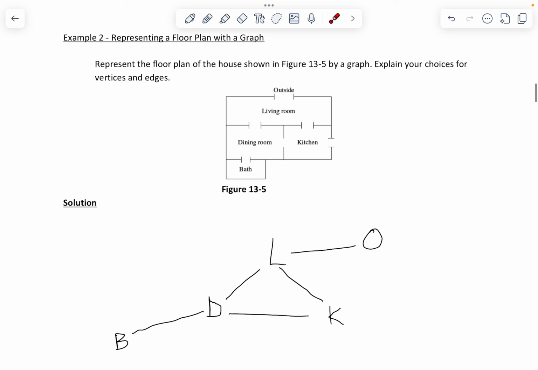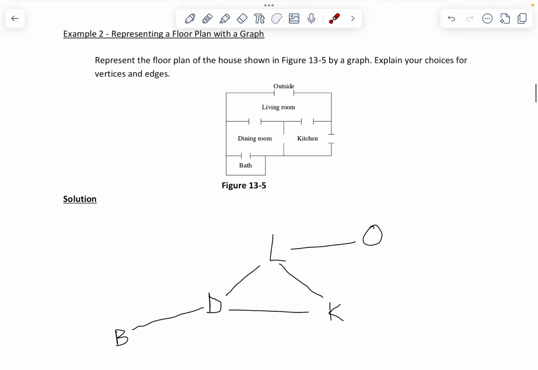Kitchen. Sorry. The kitchen has a doorway to the living room. We already have that one sketched in. The kitchen has a doorway to the dining room, which we have right here, and the kitchen has a doorway to the outside. So we'll sketch that in. And then finally, the bathroom only has one doorway, which connects to the dining room. We've already sketched that in. So there's our completed graph.